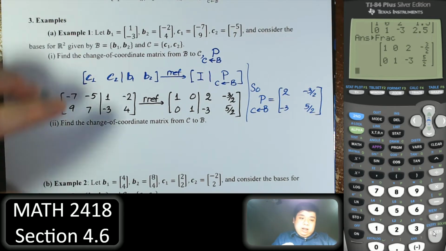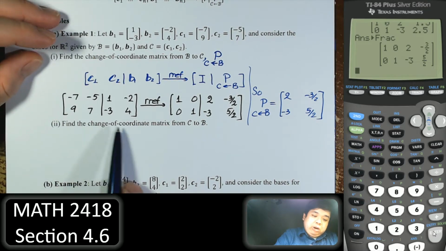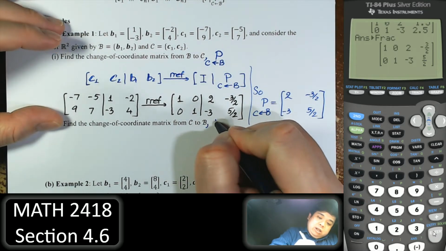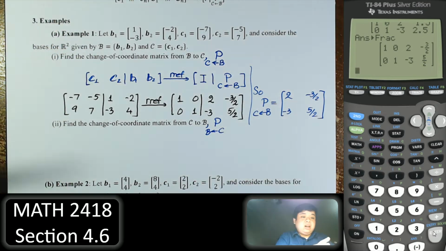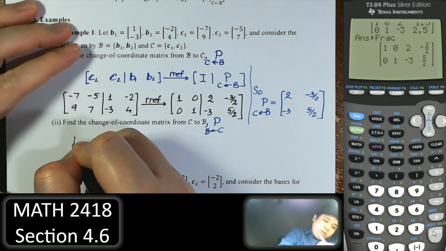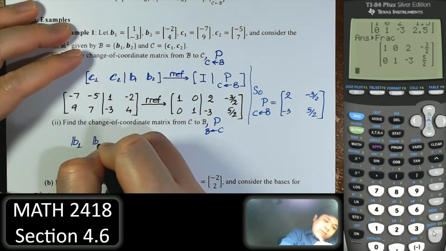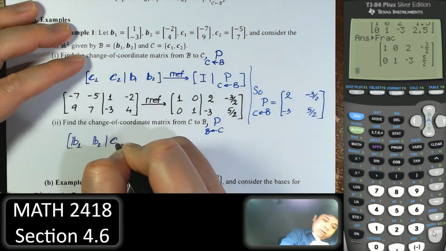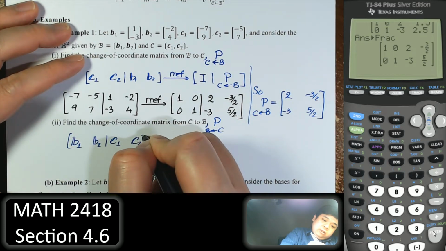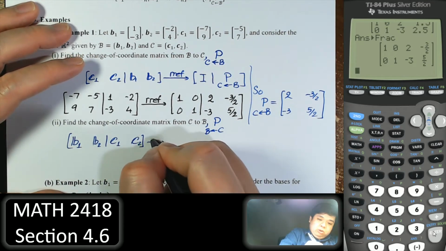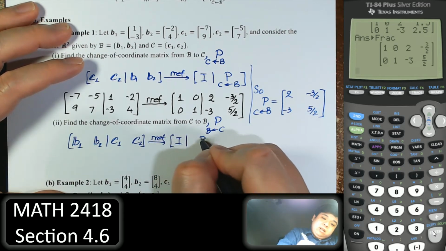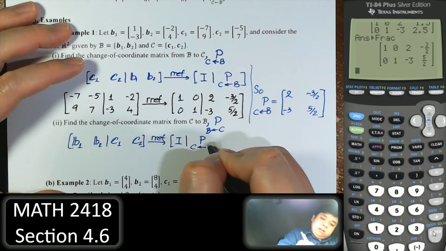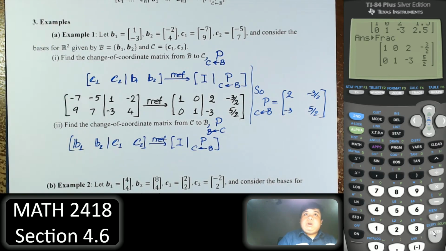Alright, next we want to find the change of coordinate matrix from C to B. So that is P from C to B, meaning we're going to put B on the left hand side, and C on the right hand side. Then just do reduced row echelon form. We should get identity on the left hand side, and on the right hand side is the change of coordinate matrix from C to B.